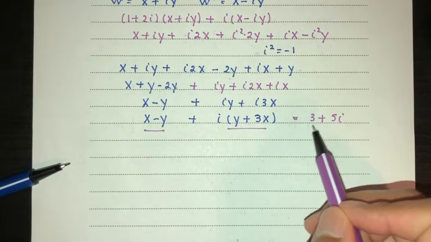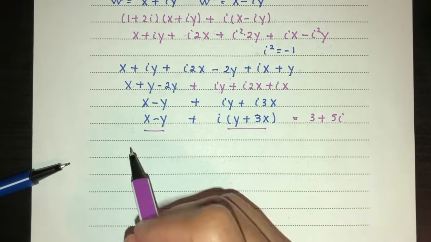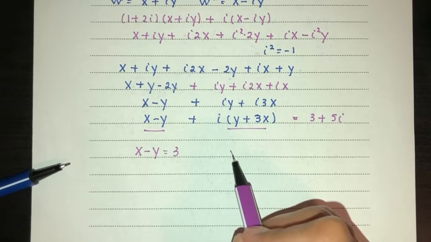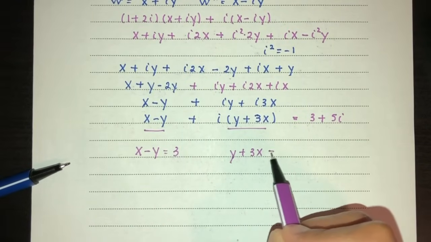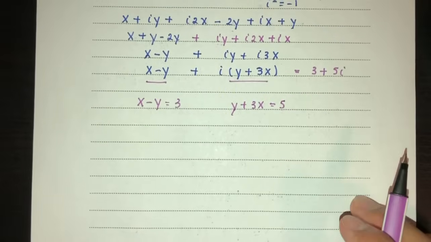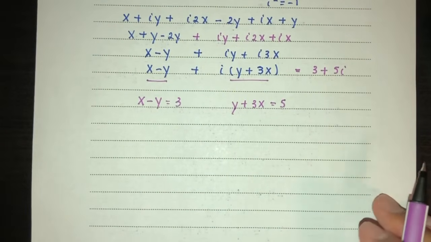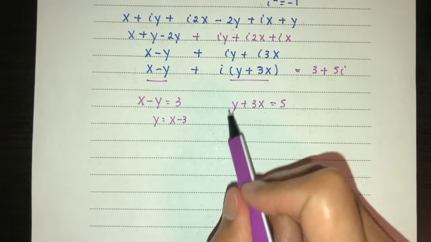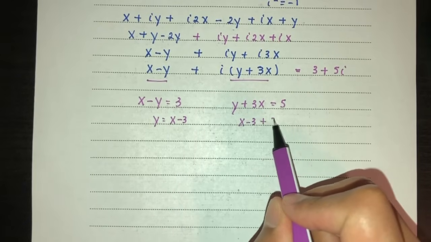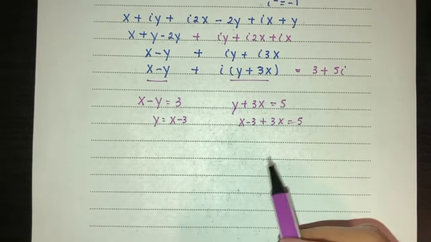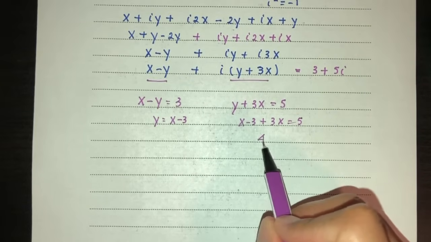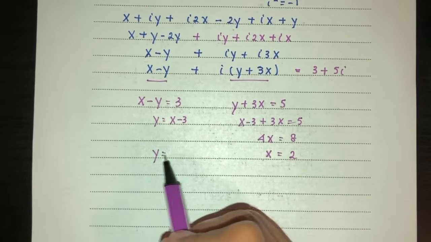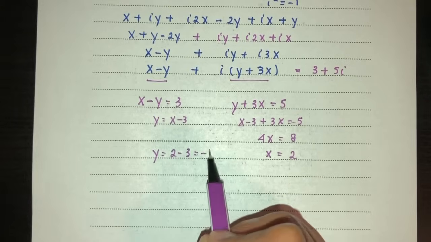Now we have to compare the coefficients, so the real part here is x - y, which is equal to 3, and the imaginary part y + 3x is equal to 5. Now we have to solve them simultaneously to find the values of x and y. So y is equal to x - 3. Replace y here, you have x - 3 + 3x equal to 5. Now x plus 3x is 4x equal to 8, so x will be equal to 2. Now y is equal to 2 - 3, which is minus 1.